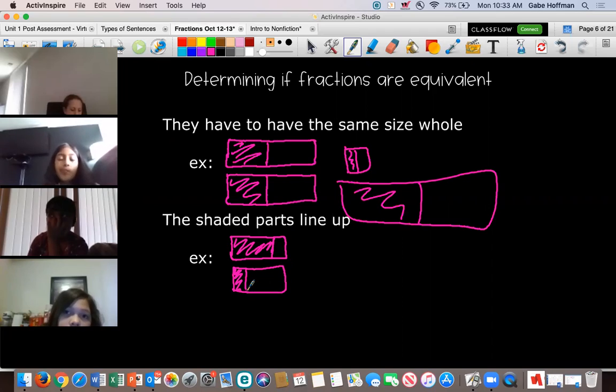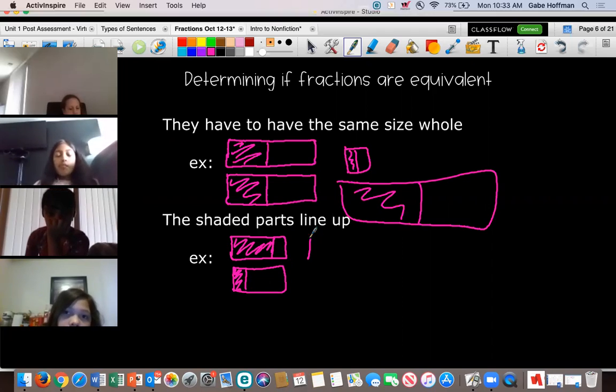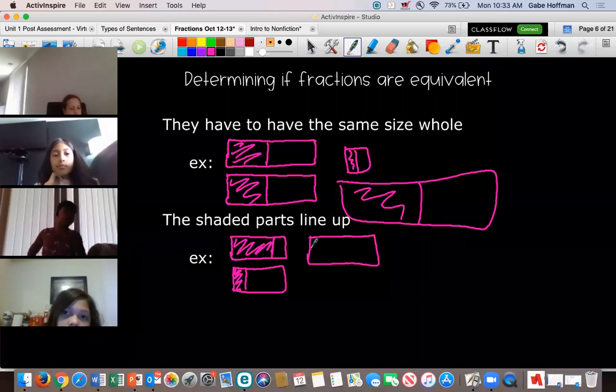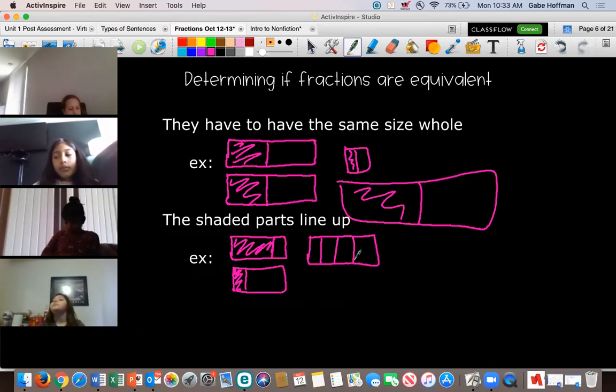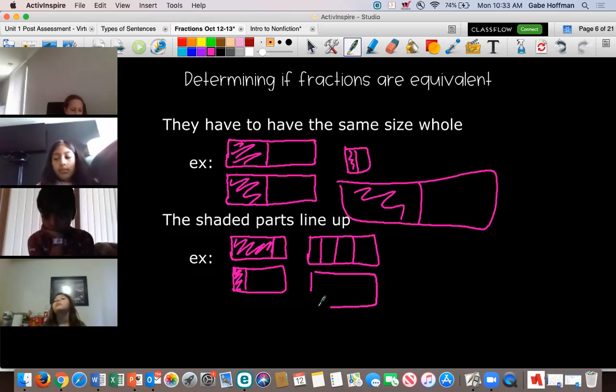We also cannot compare a fraction divided in 4 like that, to one that's divided in 4 like this, because they're not going to line up, okay?